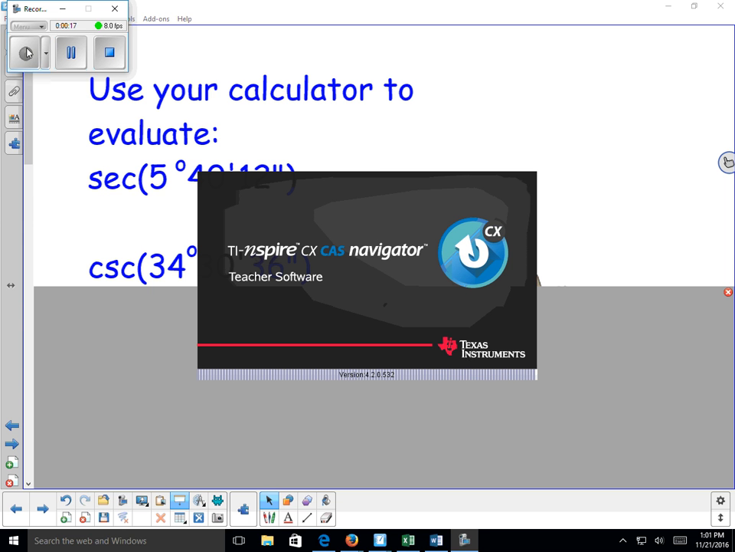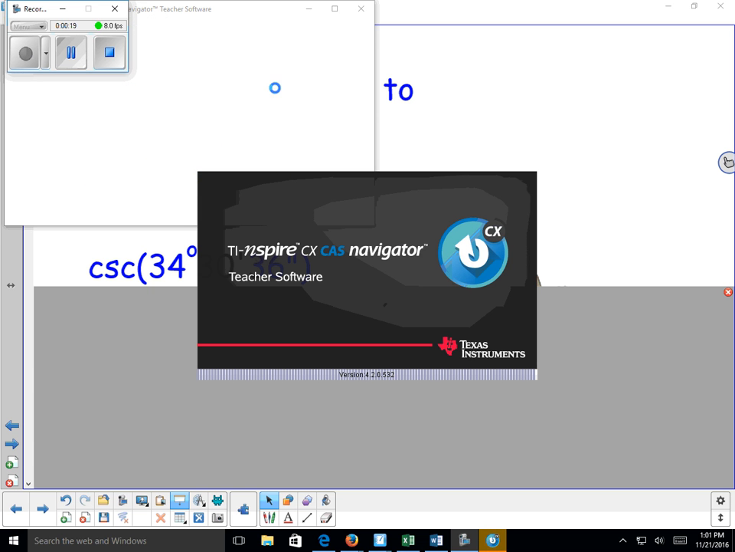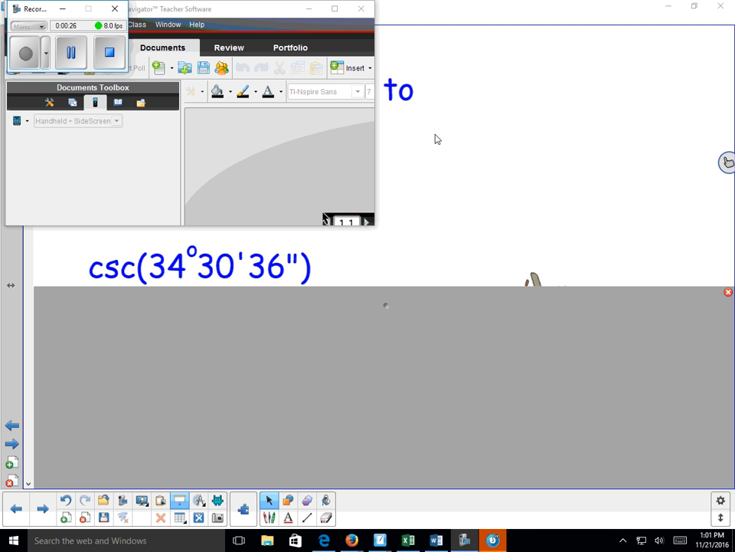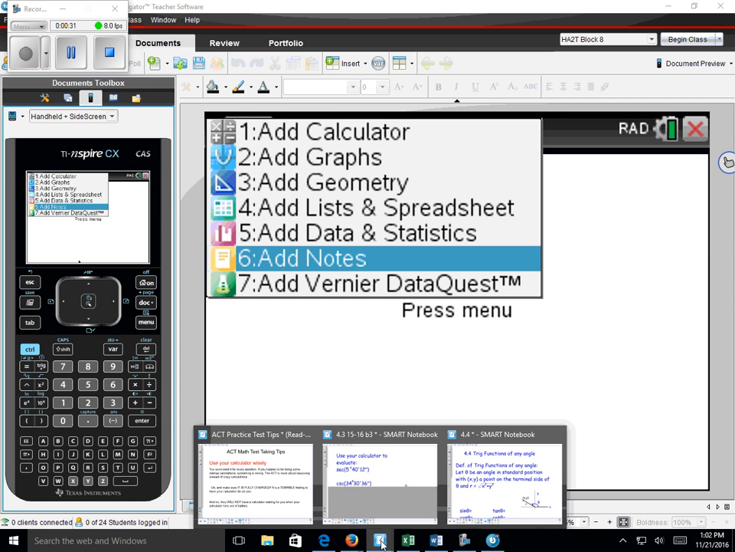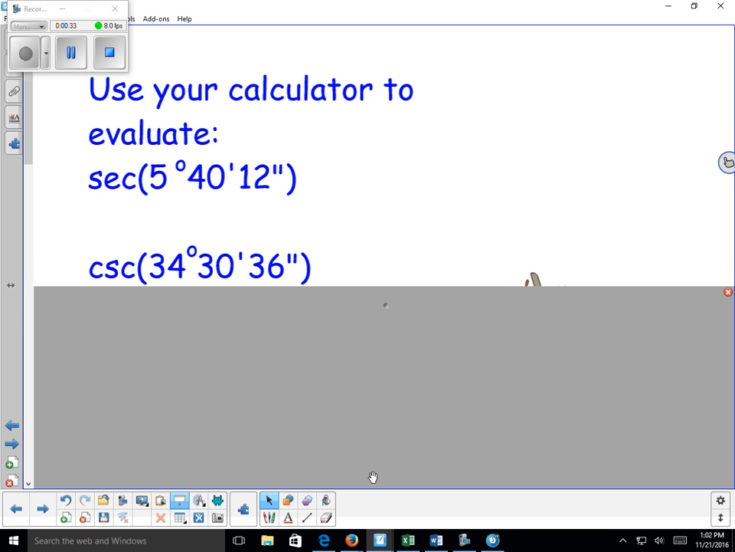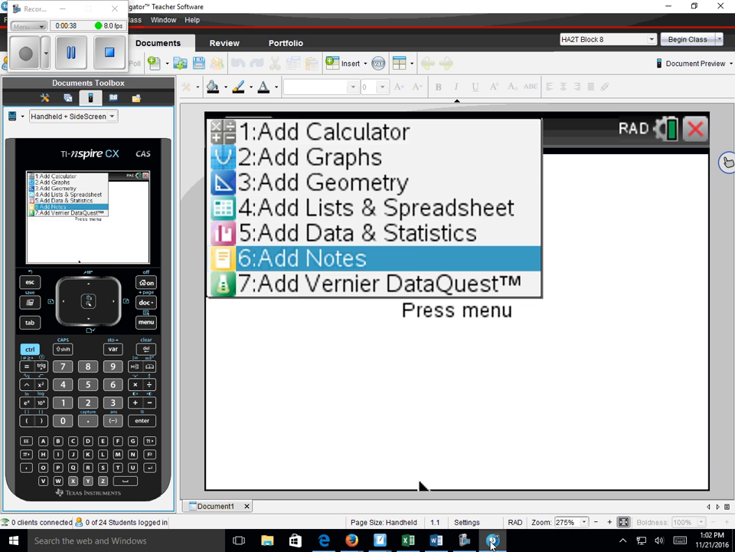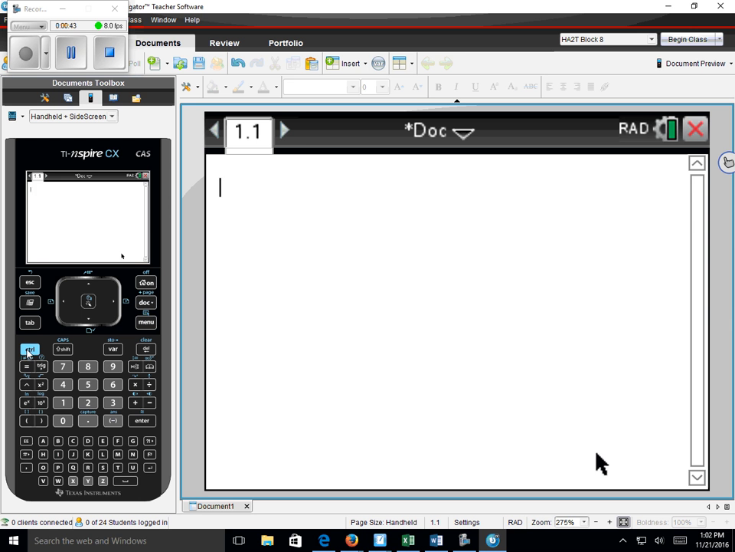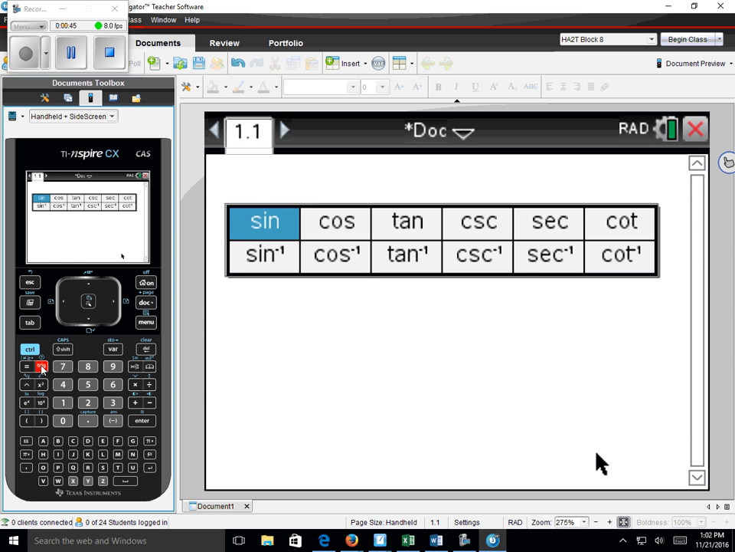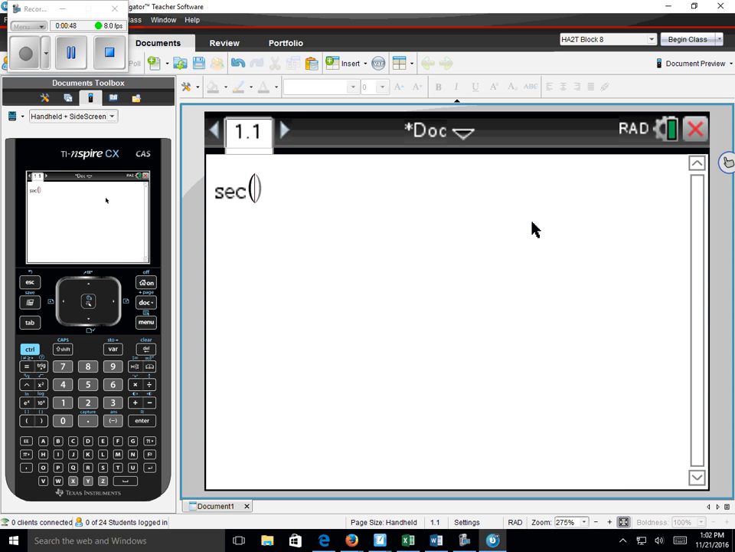Okay, so for the first one, we are going to evaluate on our calculator, as soon as mine loads here. Here we go. For this one, we want the secant of 5 degrees, 40 minutes, 12 seconds. So on our calculator, we're going to go to a calculator page or scratch pad, and go to the trig button, and notice there's an option for secant, and we wanted 5 degrees.